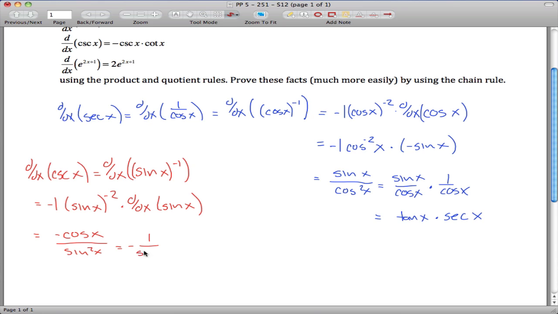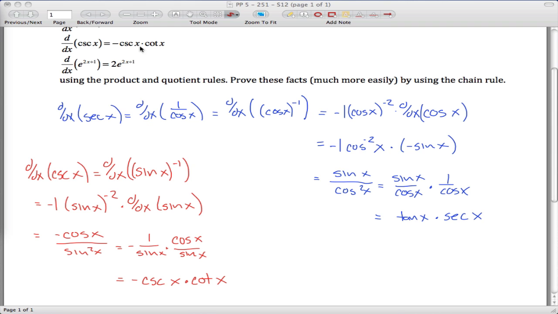which is negative 1 over sine times cosine over sine, which is equal to negative cosecant of x times cotangent of x. Okay, which is what we got up here.